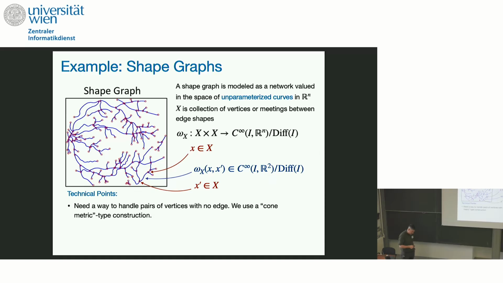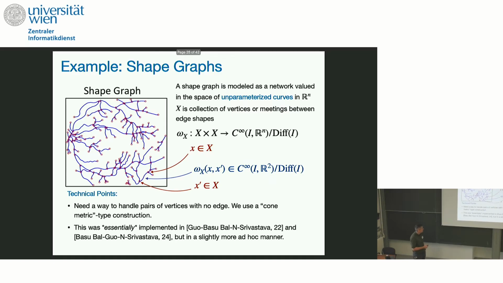In the first papers we did on shape graphs, we put a kind of constant curve there, which I didn't like too much. So we did a more complicated thing in the follow-up paper, where we do a cone metric type construction, where we think of the edges as being weighted and valued in this shape space of curves, and then we identify any pair of points that have zero weight. You can make this rigorous and make it work. So in that case, your target Z would be like a cone.